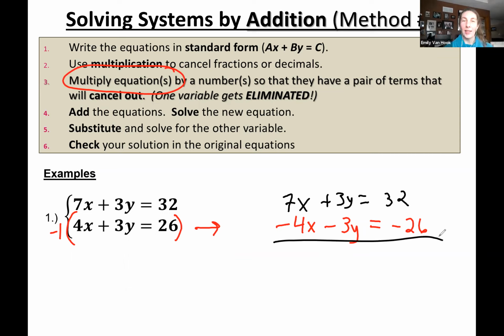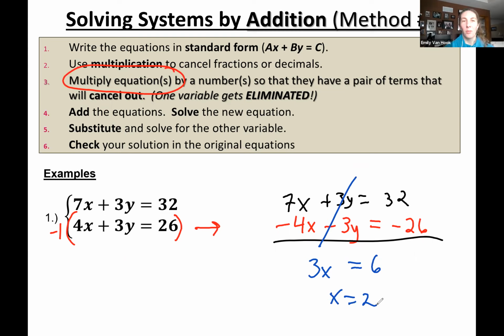Then we get to add the equations together. This is the addition part. So when we add the equations together, we'll see that the y cancels out. Plus 3y minus 3y cancel. That's elimination. We've eliminated the y's. Then we combine everything else. 7x minus 4x would be 3x. 32 minus 26 is 6. Then we just finish solving for x, divide by 3, we get x equals 2.